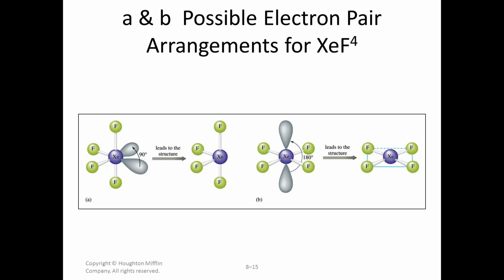When we look at xenon tetrafluoride, we have two different arrangements for our fluorines around xenon. We can go with a seesaw, shown in A, or with a square planar arrangement shown in B. Our square planar arrangement gives us 180 degree bond angles between our lone pair electrons on xenon. This minimizes repulsions and leads to a more stable square planar molecular geometry.